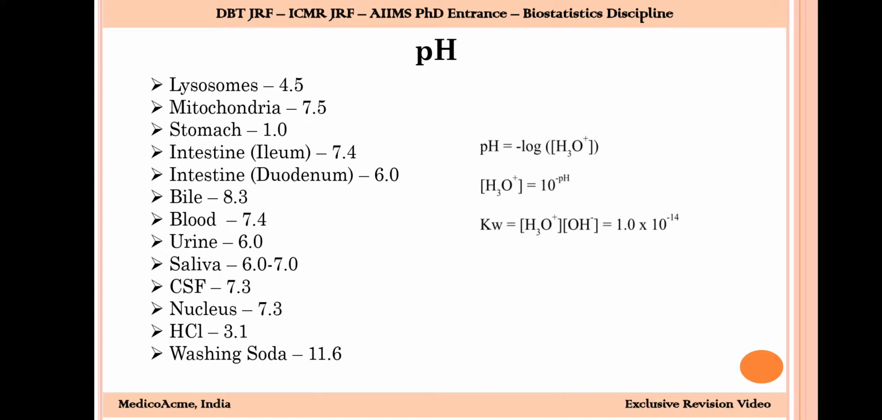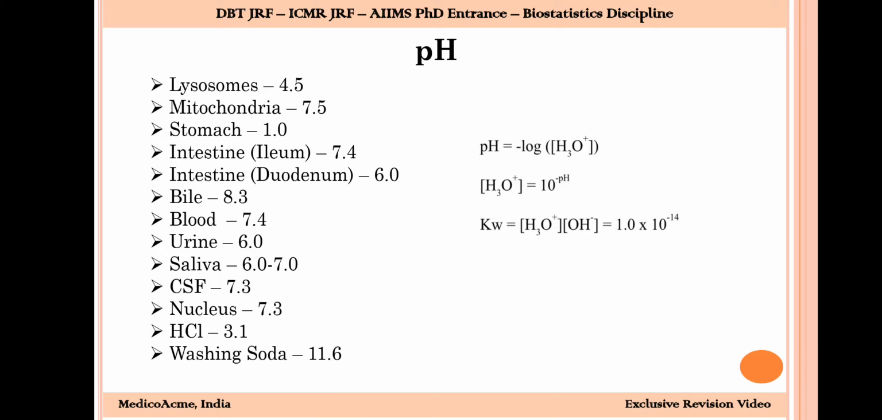So the formula for the pH is given, and what happens in the AIIMS PhD entrance and basically the ICMR JRF exam is that they are going to give you values-based questions, direct questions. You are going to put the values and get the answer. So this type of question is asked in the DBT JRF, ICMR JRF and AIIMS PhD entrance. So this is very important.